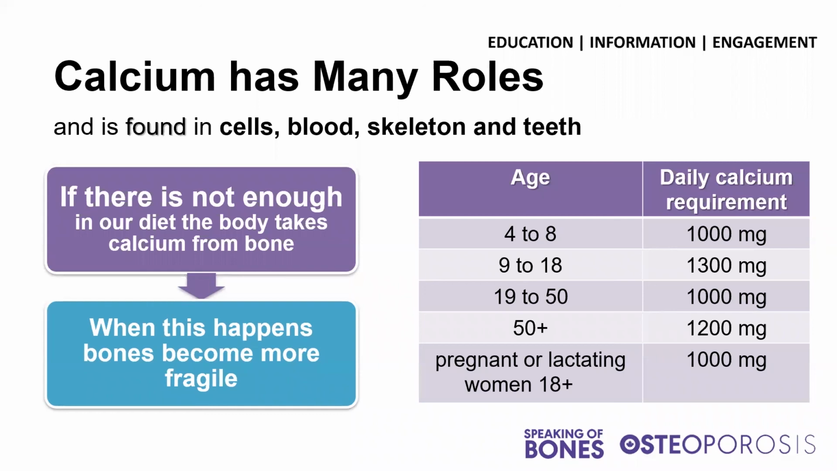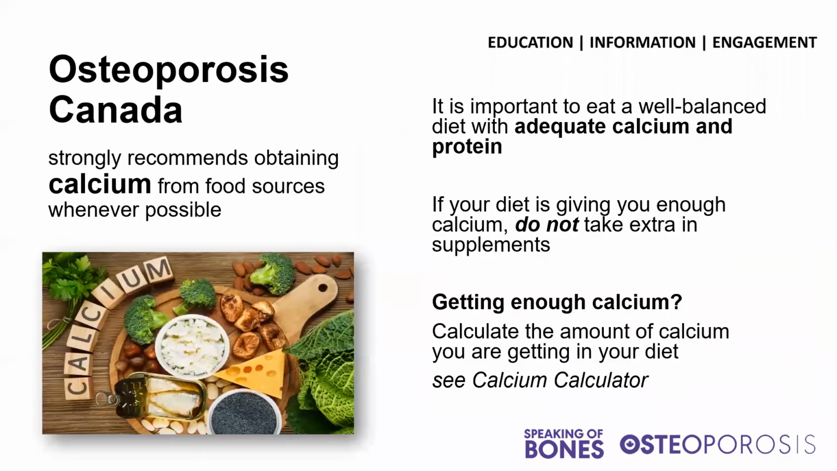So as you can see here, we have the daily calcium requirements recommended for different age groups. For people over 50, 1,200 milligrams is recommended. Osteoporosis Canada strongly recommends obtaining calcium from food sources whenever possible. I'll talk about supplements after, but just keep that in mind. It's definitely better to try and get your calcium from food sources.